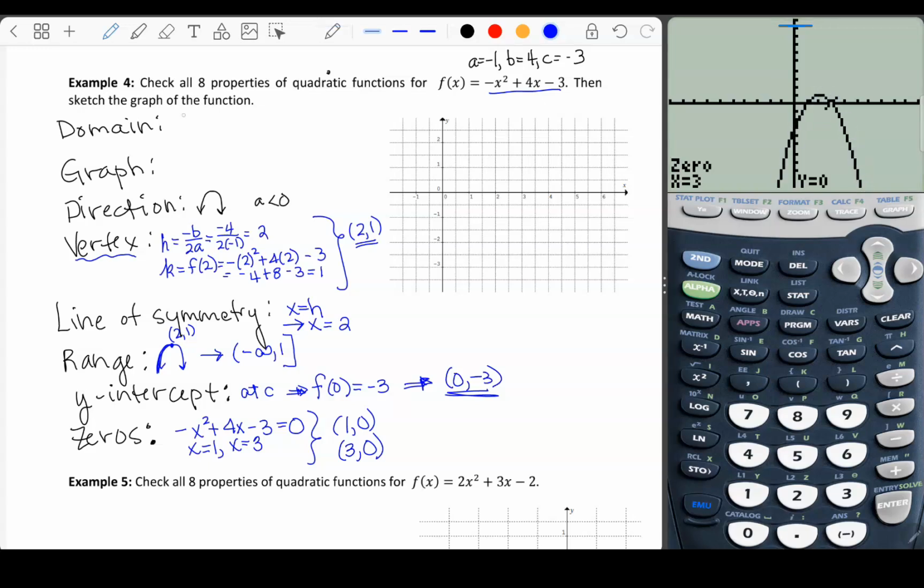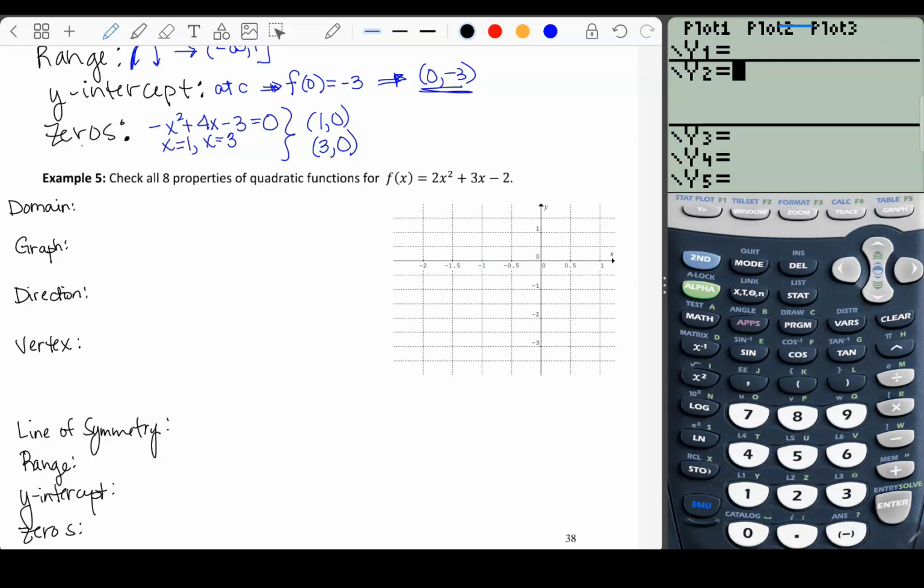And this information here, I can graph on this little grid on the top right of the page. So let me fill in the domain in the graph, and now we're going to graph it. Starting off, I'm going to put in the x values, the zeros, where it crosses the x-axis. I'm going to graph the vertex at (2, 1). I'm going to graph the y-intercept at (0, negative 3), and I'm going to connect those points. And there's my graph.